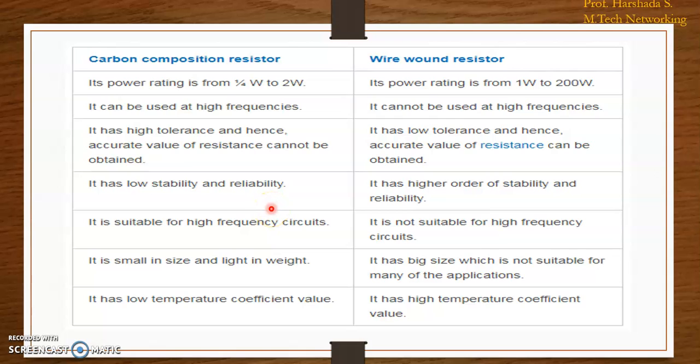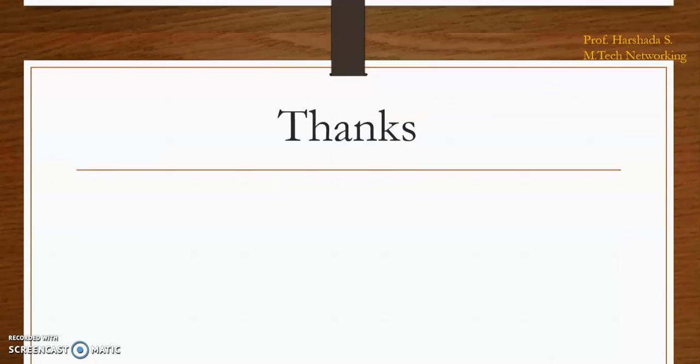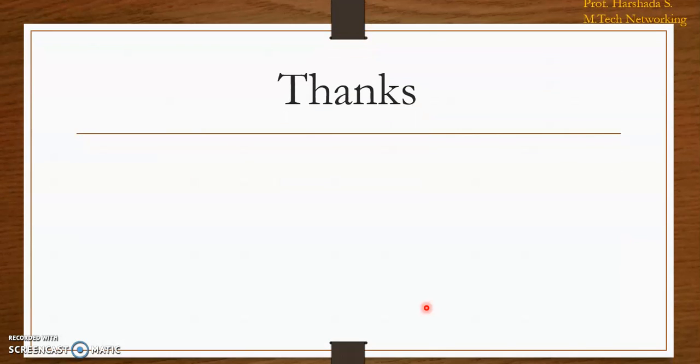Stability and reliability are low in carbon composition. Here accuracy is high, so stability and reliability are high. High frequency is not available in wire wound in the circuit, but carbon composition is available. Carbon composition is small in size and weight, and wire wound has a big size and weight. Last one is temperature: carbon composition is low temperature and wire wound has high temperature. So this is your final topic, completed in this lecture. Thank you.